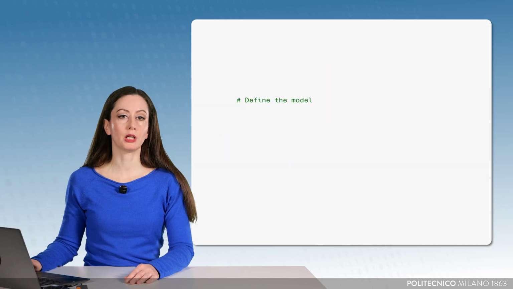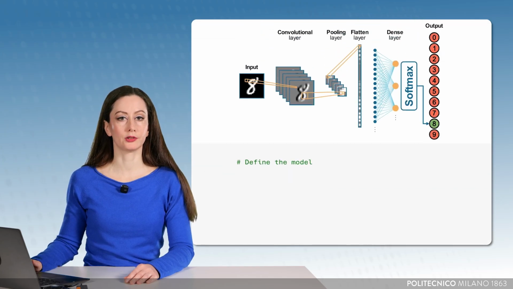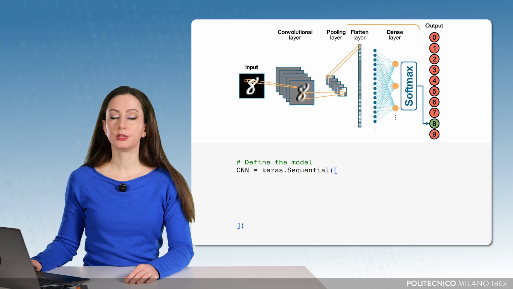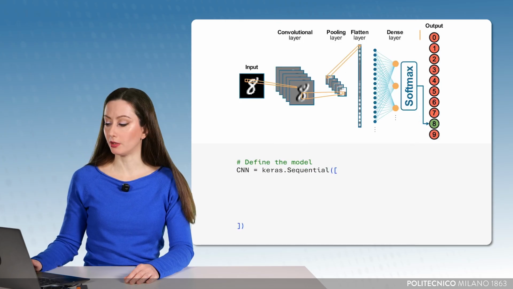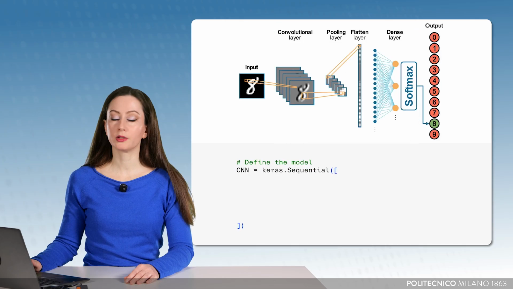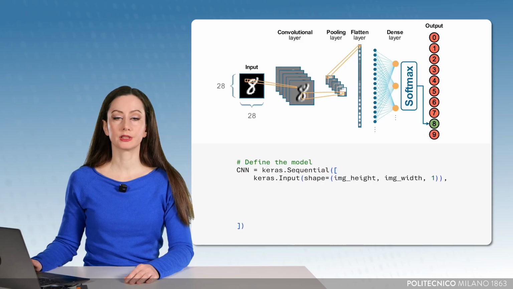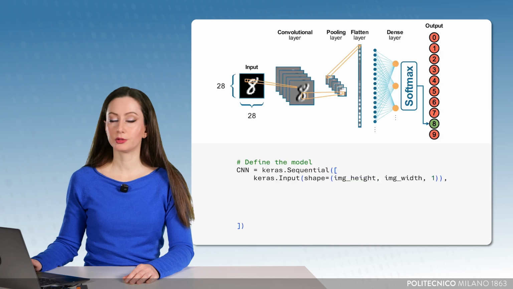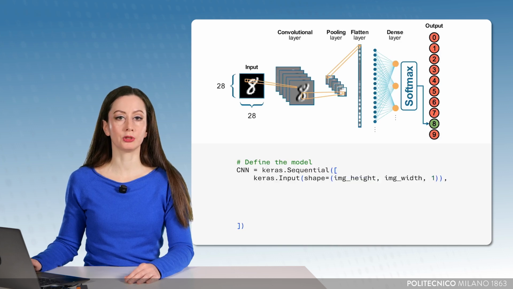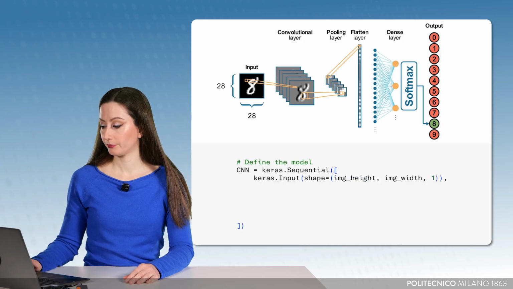Now we can proceed to build our convolutional neural network architecture. To do this, we use Keras Sequential to build a model as a plain sequence of layers. And first, Keras Input is used to define the shape of the input image, which in this case is made of 28 by 28 pixels times one color channel.